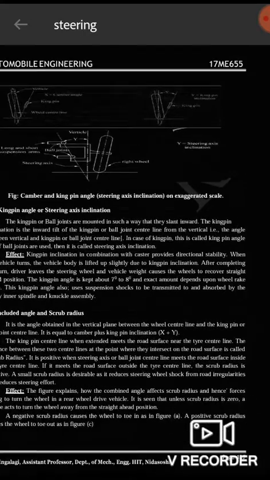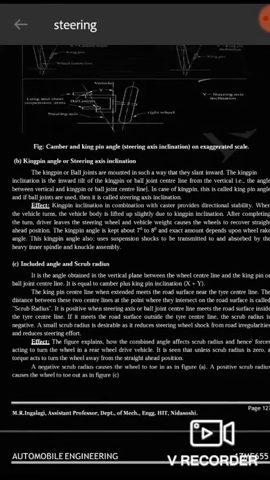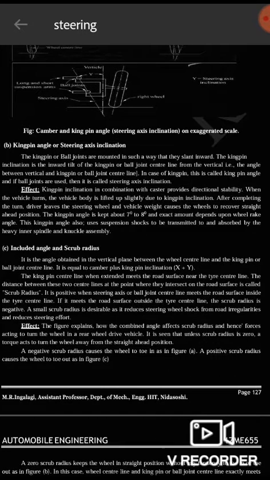The included angle and scrub radius. The included angle is the angle obtained in the vertical plane between the wheel center line and the kingpin or ball joint center line. It is equal to the camber plus kingpin inclination. The kingpin center line, when extended, meets the road surface near the tire center line, and the distance between these two center lines at the point where they intersect on the road surface is called scrub radius.